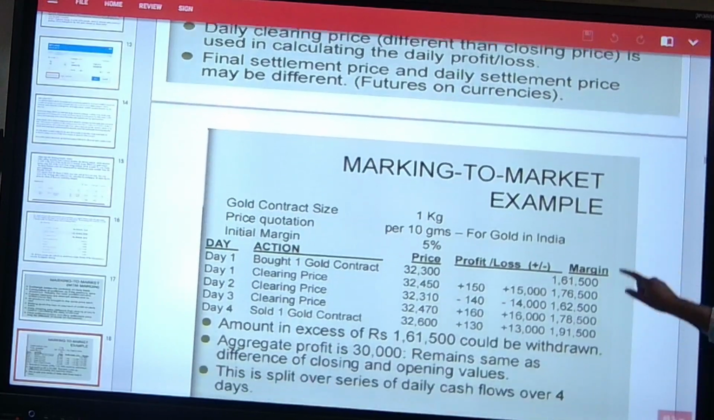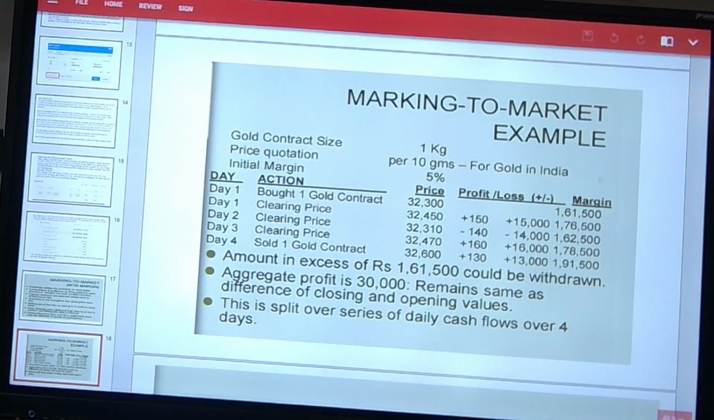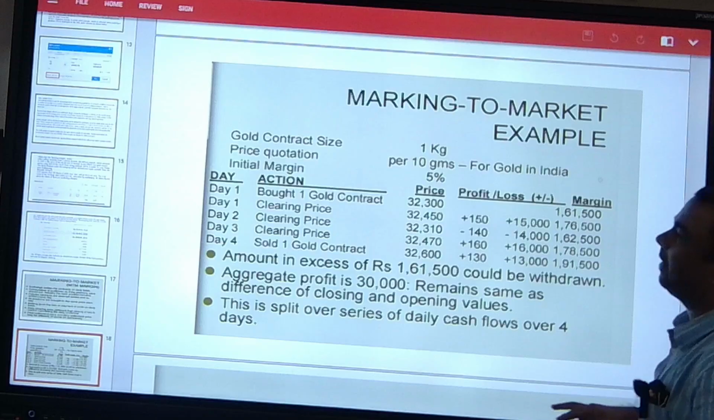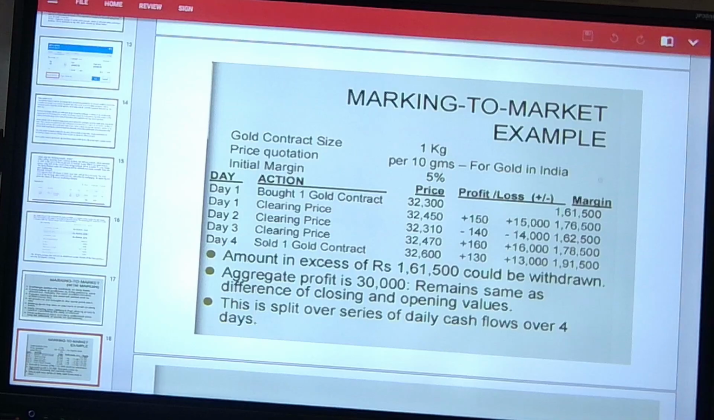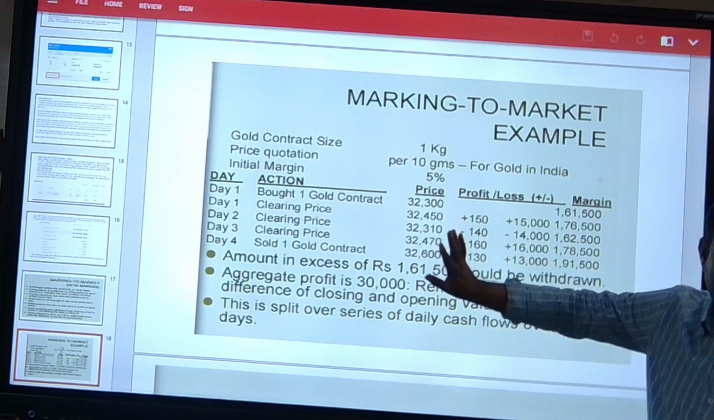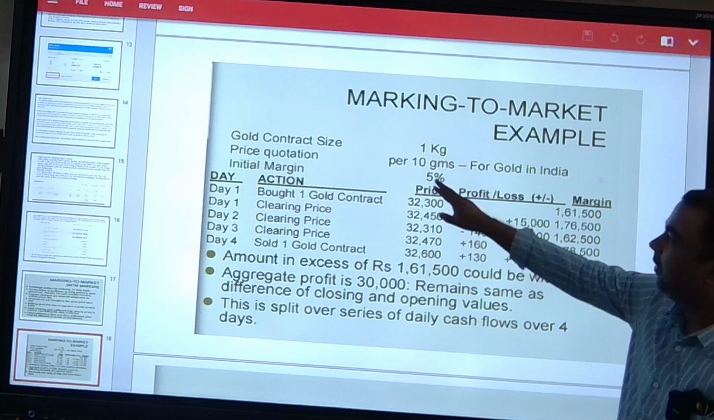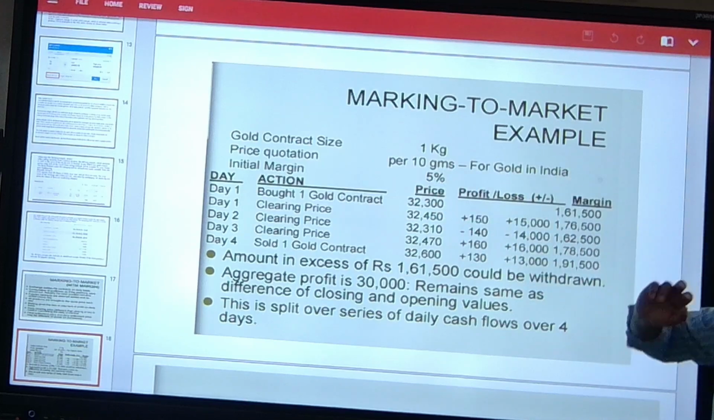So we have an example of mark to market. कैसे होता है, ठीक है? Futures market कैसे daily settle होता है? How do you know you are in profit or in loss? Look here. For example, contract size of gold is 1 kg. Price quotation, meaning bid or ask price, per 10 gram for gold in India.